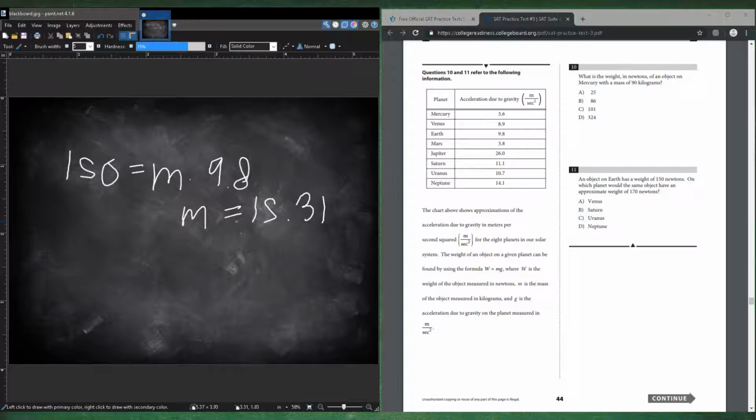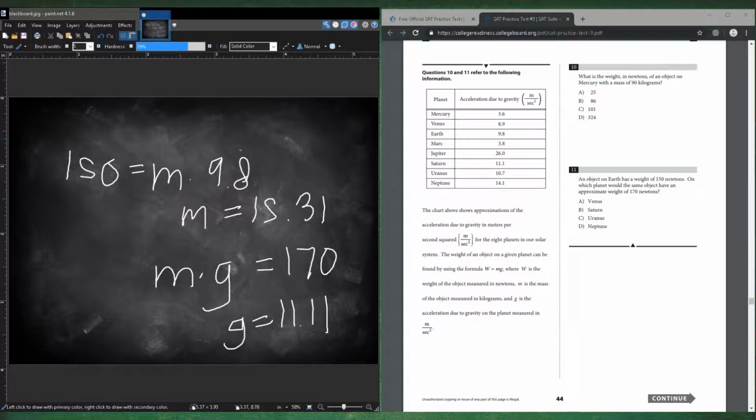So that's the mass, and this mass would be transferred over to a new planet. So the mass times the gravity on that planet would be 170 newtons. So 170 divided by the mass, the gravity will be about 11.11. Based on the chart, the answer is Saturn. So Saturn is answer B. So 11 is B.